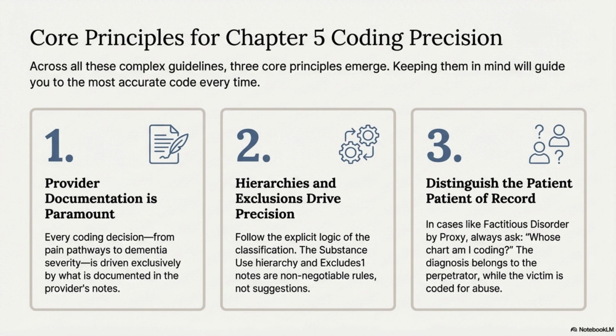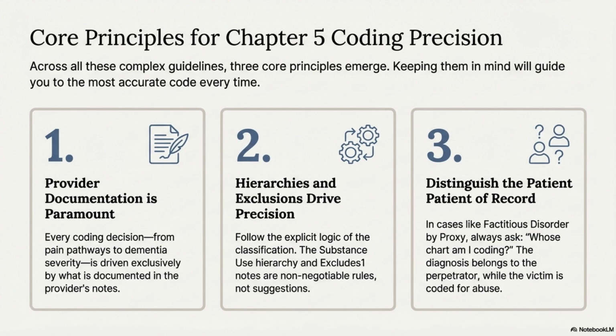Principle 2. Hierarchies and exclusions drive precision. Chapter 5 includes strict rules, like the substance use hierarchy, and Excludes1 notes. These aren't suggestions, they're required logic built into ICD-10-CM. Following them ensures your code selection reflects the classification accurately.